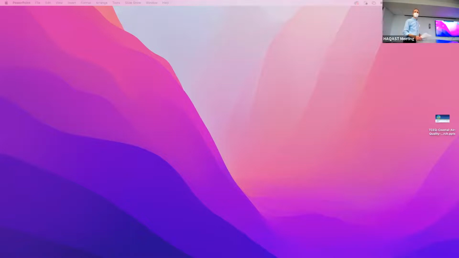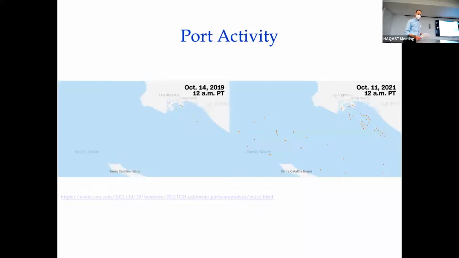Ted Russell will be speaking next: Impact of airport, seaport, and railyard emissions on air quality, exposure, and health. Thanks.